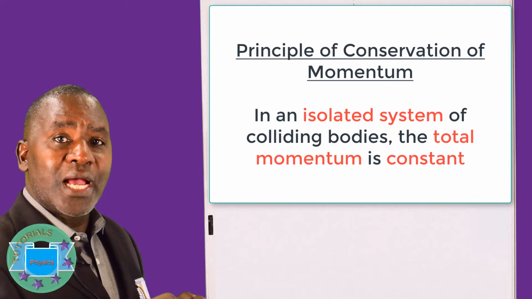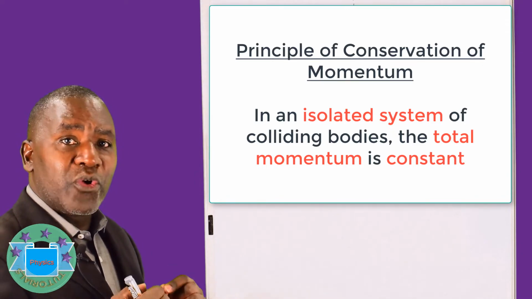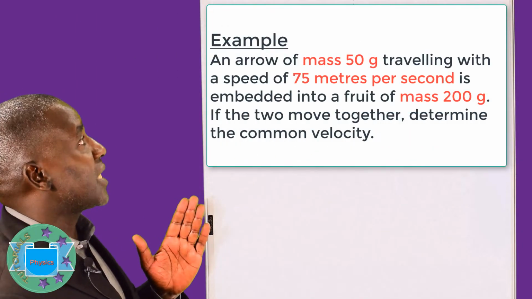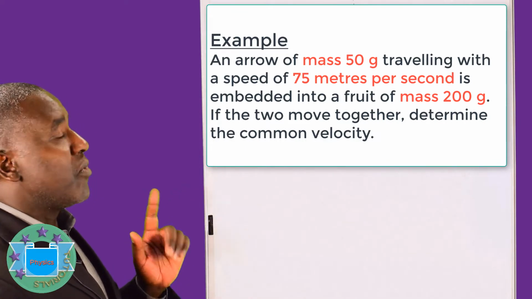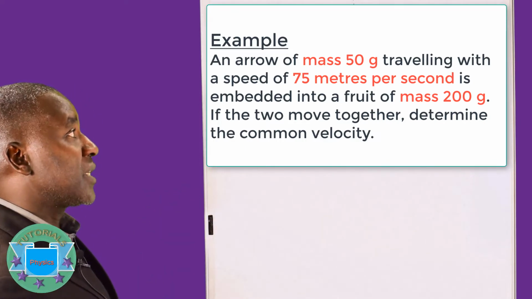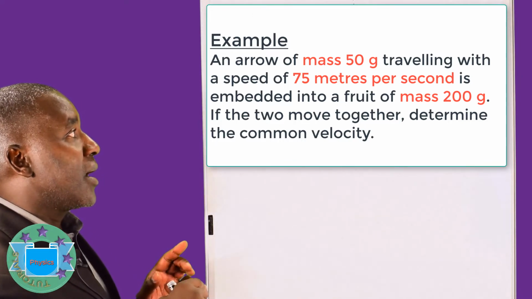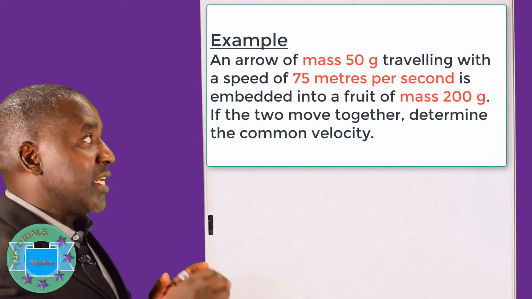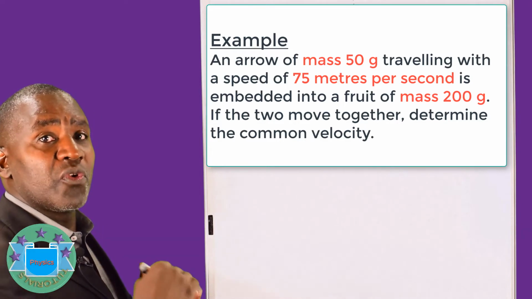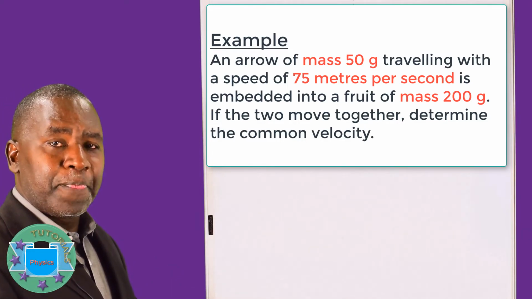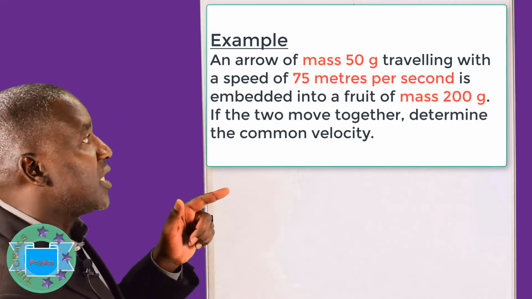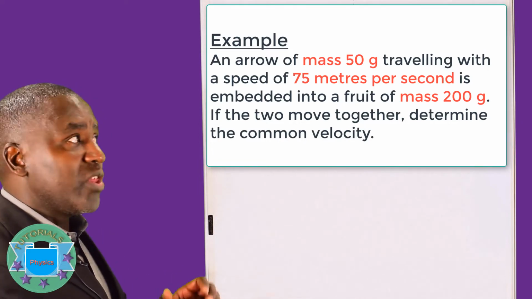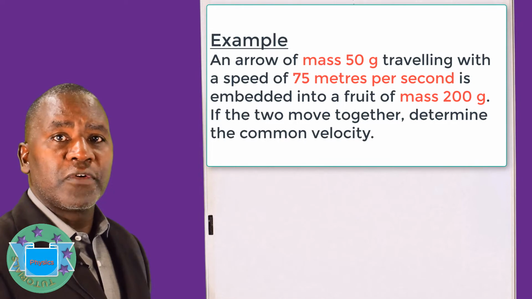And in order to understand how this principle is applied, we are going to look at a question. In this question, we have an arrow of mass 50 grams moving with a speed of 75 meters per second. It strikes an object, which could be a fruit, of mass 200 grams. Then it goes into the fruit, and both of them fly off together. You are asked, if the arrow sticks into the fruit and they move off together, with what velocity are they going to move off?